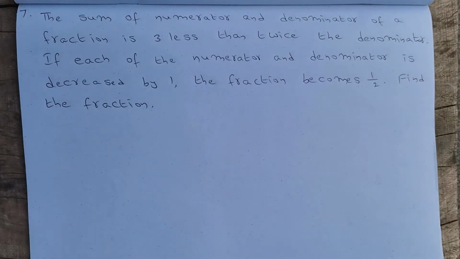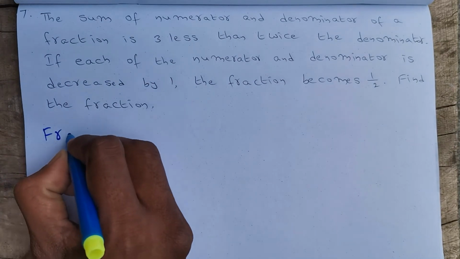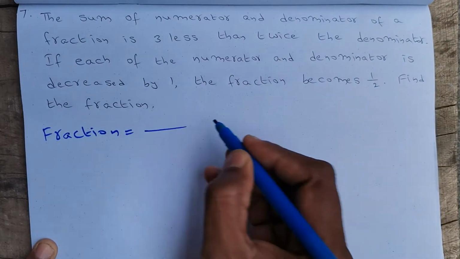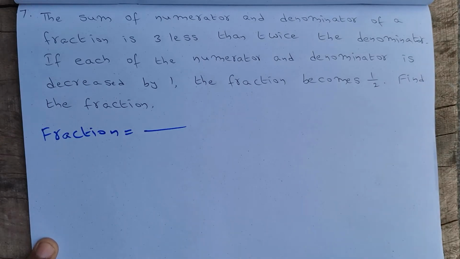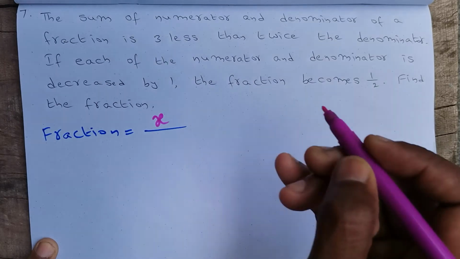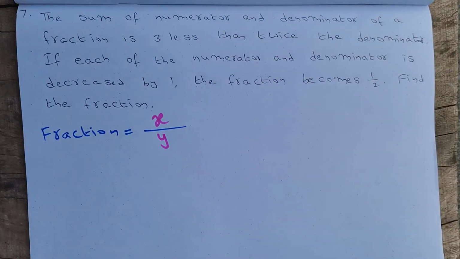Okay, let's have a look at question number 7. The sum of numerator and denominator of a fraction is 3 less than twice the denominator. So we have a fraction where we will be having numerator as well as denominator. We don't know the numerator, we don't know the denominator also. So that's why I am taking the numerator as x and denominator as y. Then we will get a fraction x by y.